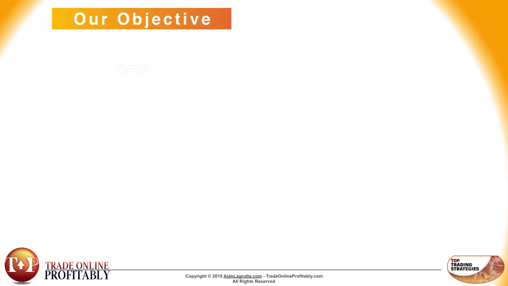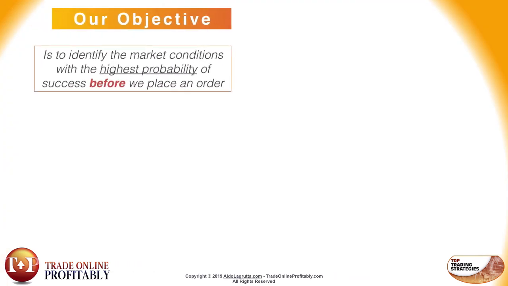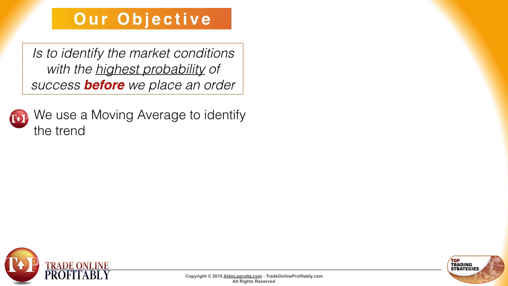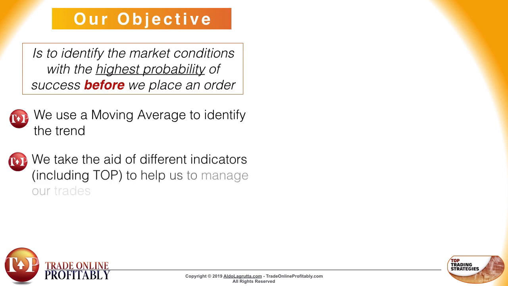Our objective is to identify the market conditions with the highest probability of success before we place an order. And in order to do that, we use a moving average to identify the trend. Then we take the aid of different indicators, including top, to help us to manage our trades.